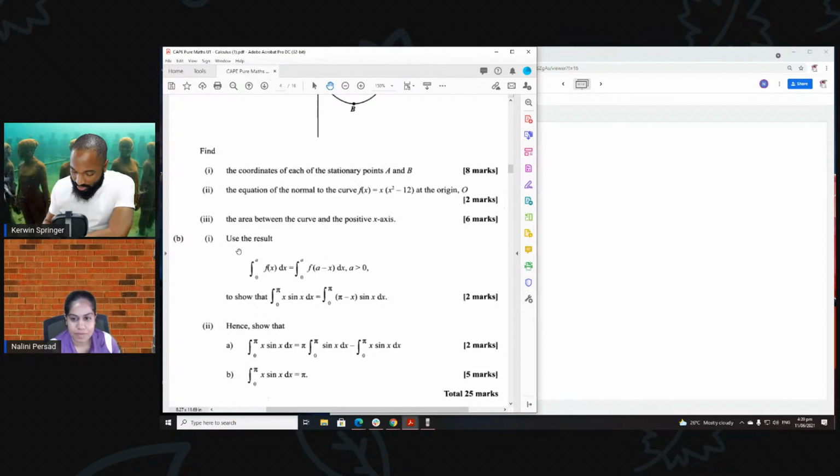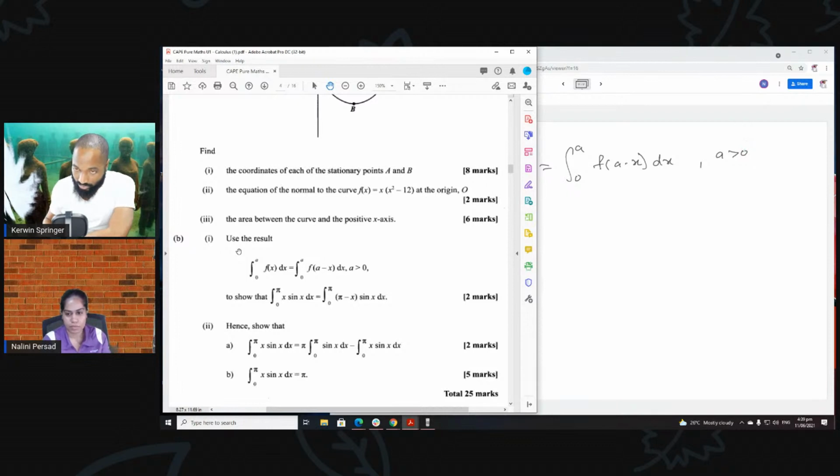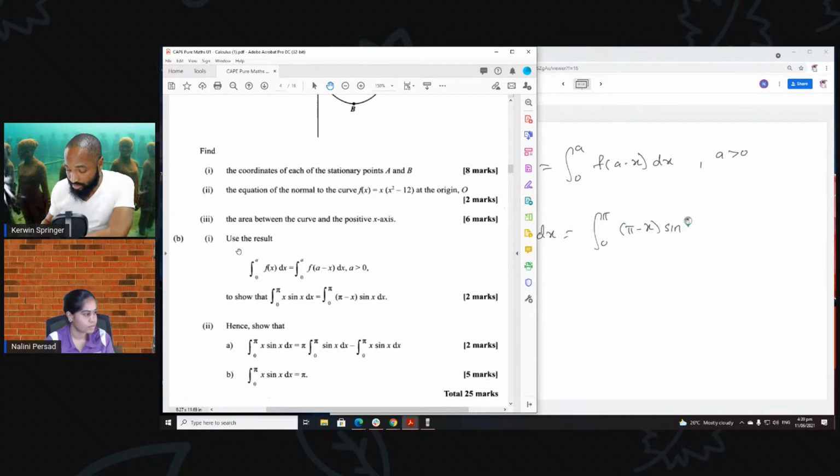So we have the integral between 0 and a of f of x. Why isn't the chat, if you could, do this question? Part b, part 1. a minus x, yeah, where a is a positive number. So the integral from 0 to pi of x sine x with respect to x equals the integral from 0 to pi of pi minus x, sine x with respect to x. So what I'm going to do is go blindly with it.